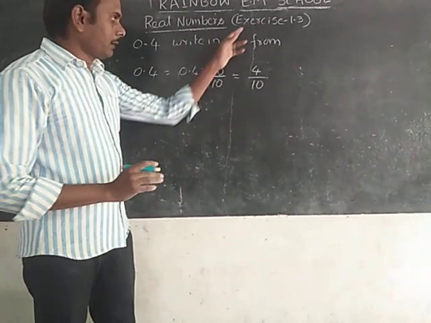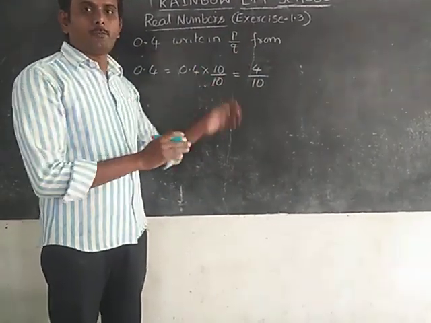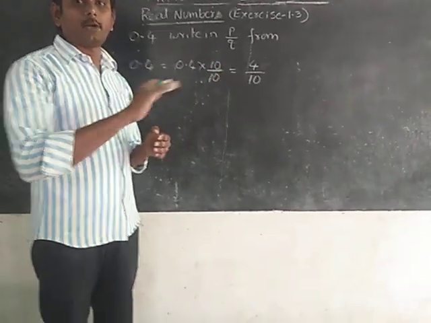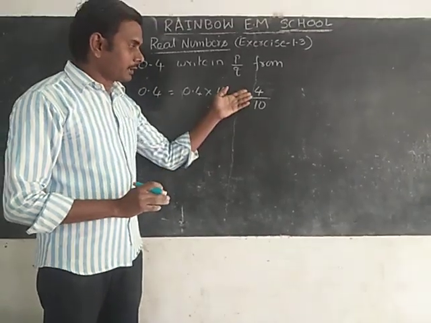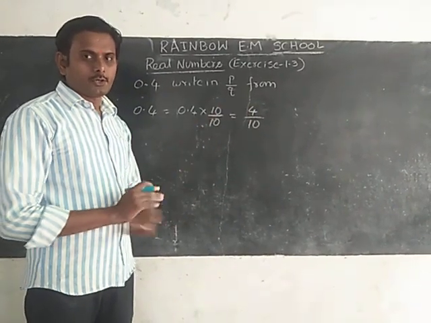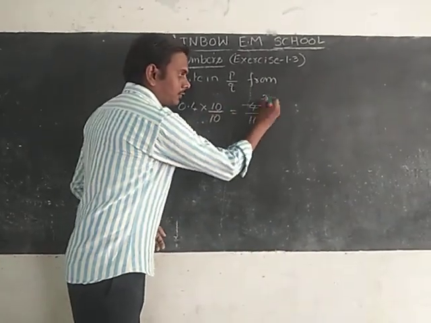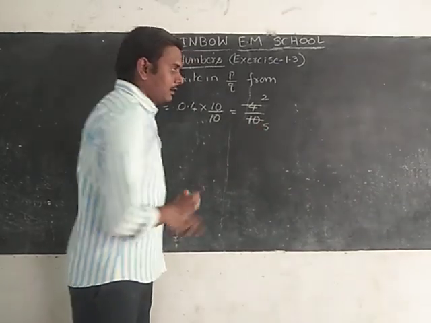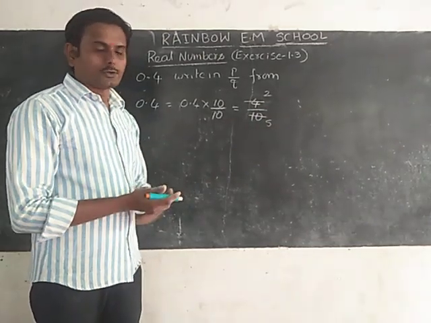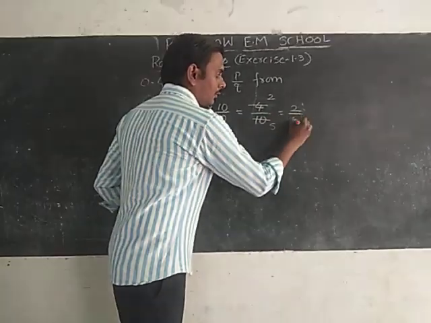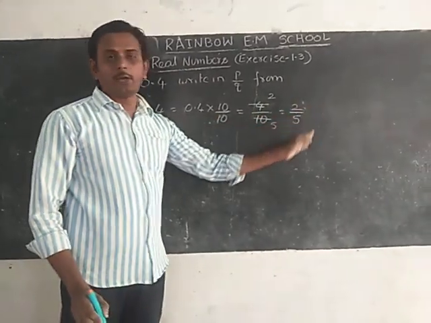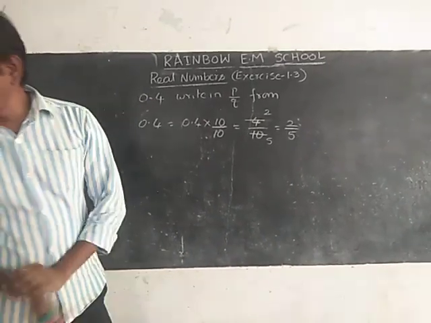Now, whenever we consider a P by Q form, it should be in standard form. Standard form means the numerator and denominator should not divide further. 4 and 10 both divide by 2, so cancel: 2 2s are 4, 2 5s are 10. Now 2 and 5 do not divide by anything other than 1, so this is the standard form, 2 by 5. So 0.4 as a P by Q form is 2 by 5.